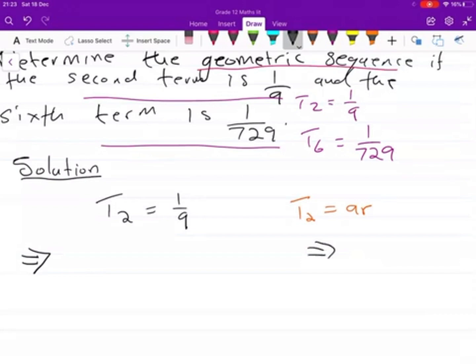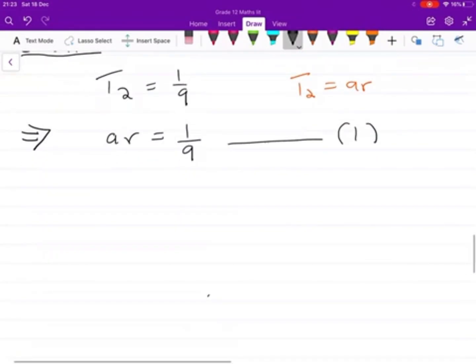All right, many learners write 2 equals signs. That's wrong. This is the symbol for "this implies." This implies that AR is equal to 1 over 9. Because I can solve that further, I just call this equation 1. All right, now let's see what else we are given.